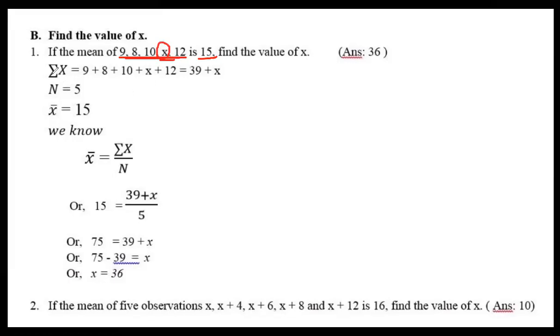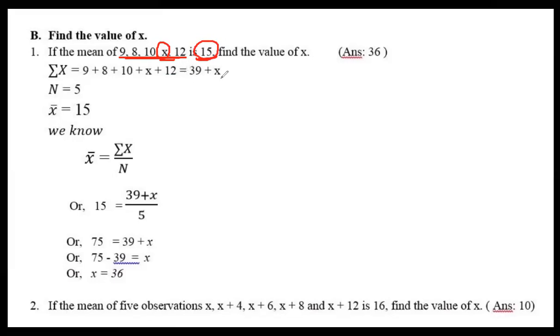Okay. So summation x means what? We need to add all of this, all except the one that is the mean. So what are the numbers except this one? 9, 8, 10, x, 12. Add all these numbers: 9 plus 8 plus 10 plus x plus 12. It is going to be 39 plus x.